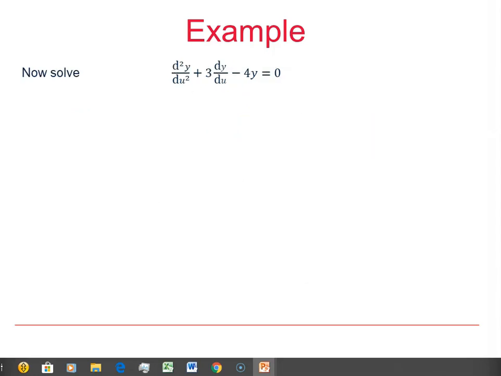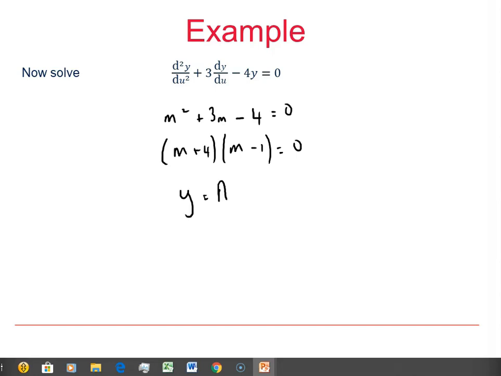So now that we've got this differential equation, it's a fairly standard method. The auxiliary equation is m squared plus 3m minus 4 equal to 0. That factorizes, m plus 4 and m minus 1 equal to 0. And so therefore the complementary function is y is equal to a e to the u plus b e to the minus 4u.